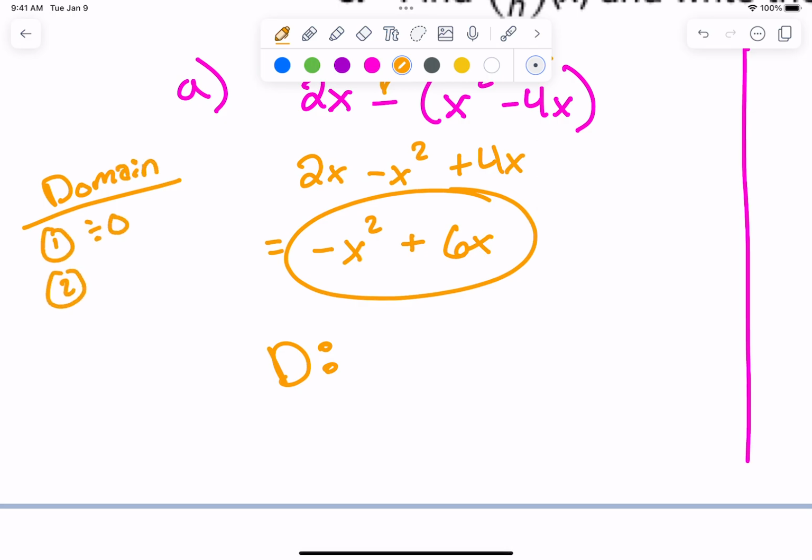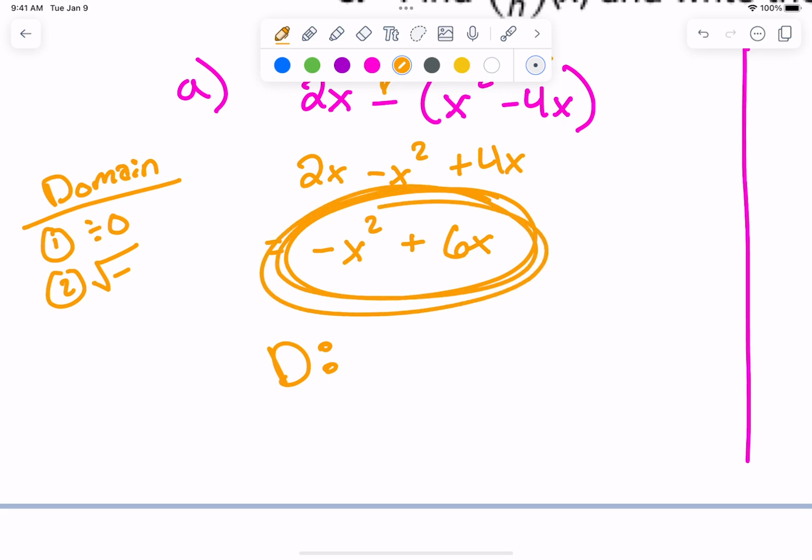We don't want to divide by 0, and we don't want to have a negative inside of a square root. So in this one, this is a quadratic function. Think about this in terms of a parabola. This is a parabola facing down and moved somehow, some way. So the parabola looks like this.